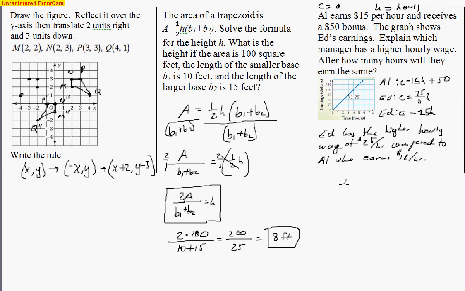So I'm going to take the two amounts, 15h plus 50, and set it equal to 25h. So I go ahead and do some subtraction here. And that gives me 50 equals 10h. Dividing by 10 gives me 5 equals h. So it looks like 5 hours is the amount of time it's going to take them to earn the same.